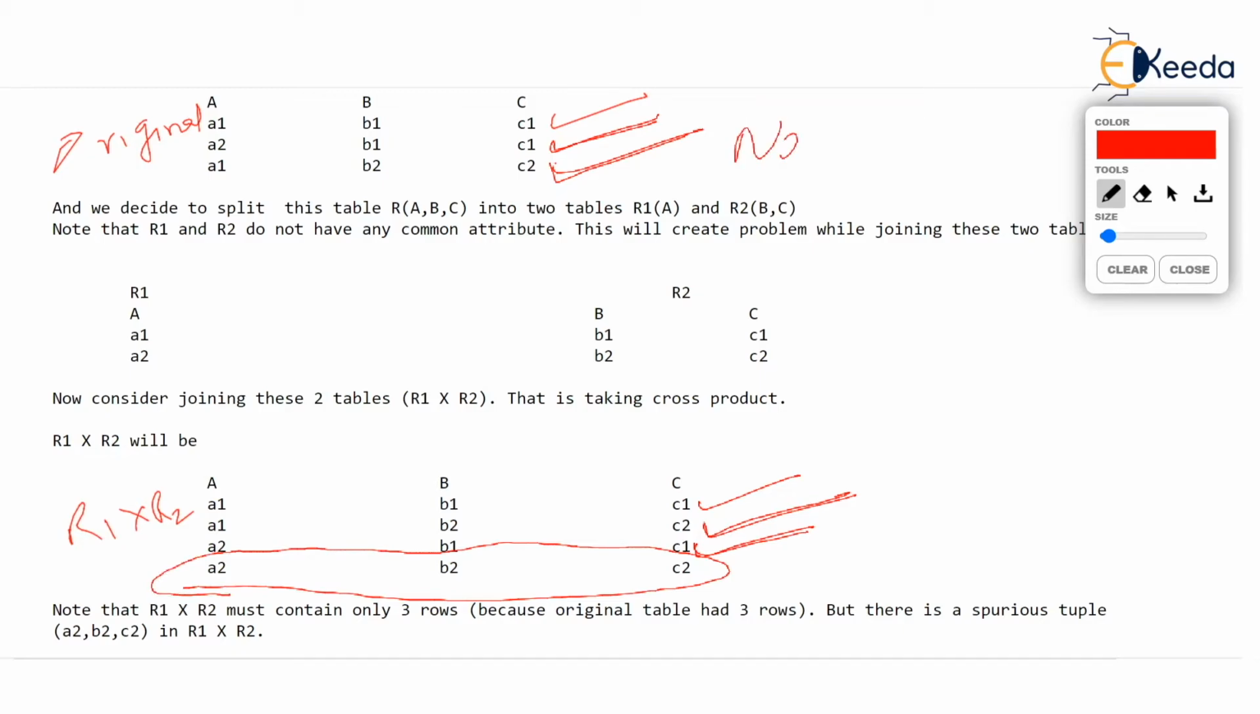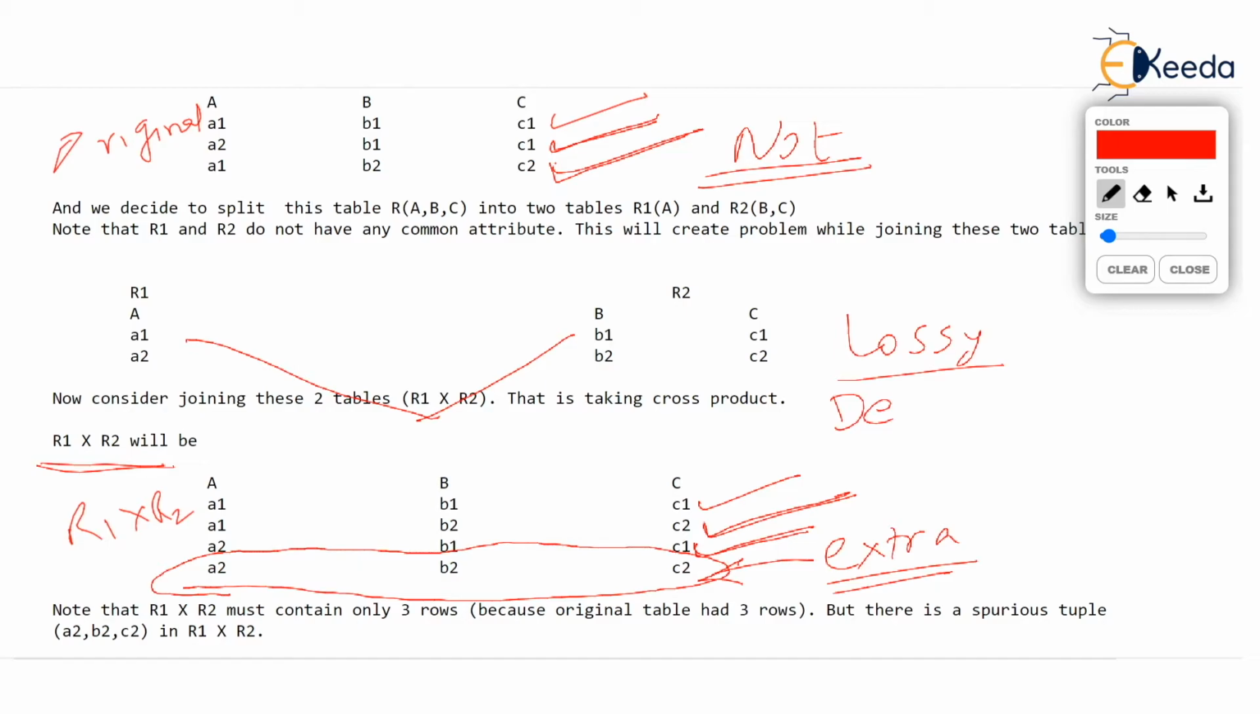This is a spurious, an extra row which has arrived while joining these two decomposed tables and forming R1 cross R2. Then we say the decomposition done in R1 R2 was lossy. It was a lossy decomposition. Why? Because after forming R1 cross R2, we are not getting the original table. In fact, we are getting more rows. We are getting extra rows.